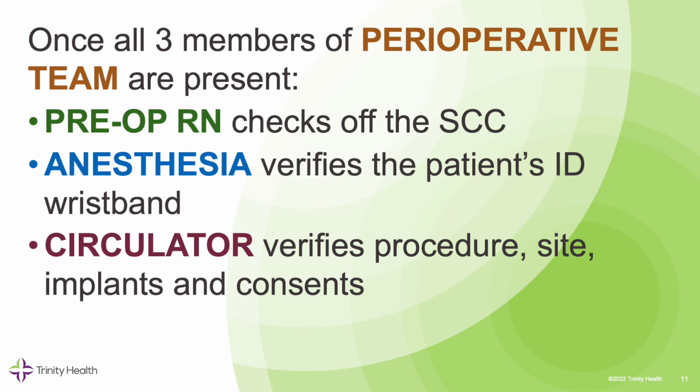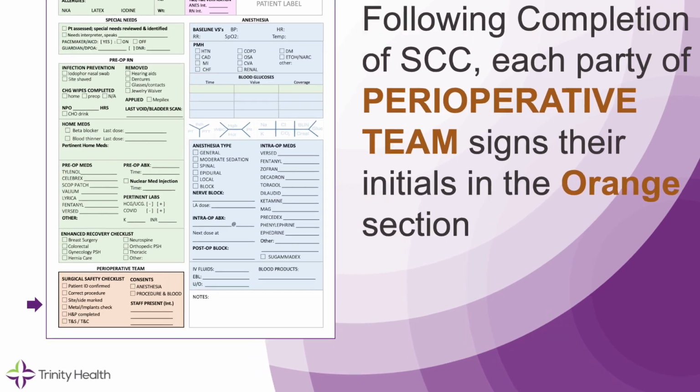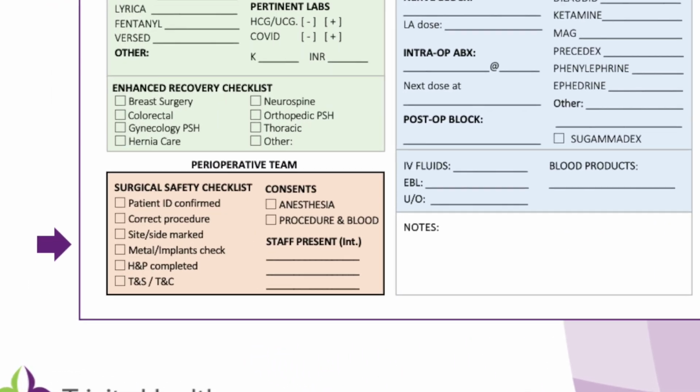Once all 3 members of the perioperative team are present, the preoperative nurse checks off the surgical safety checklist. The anesthesia team member verifies the patient's ID wristband, and the circulator verifies the procedure, site, implants, and consents. Following completion of the surgical safety checklist, each party of the perioperative team signs their initials in the orange section.